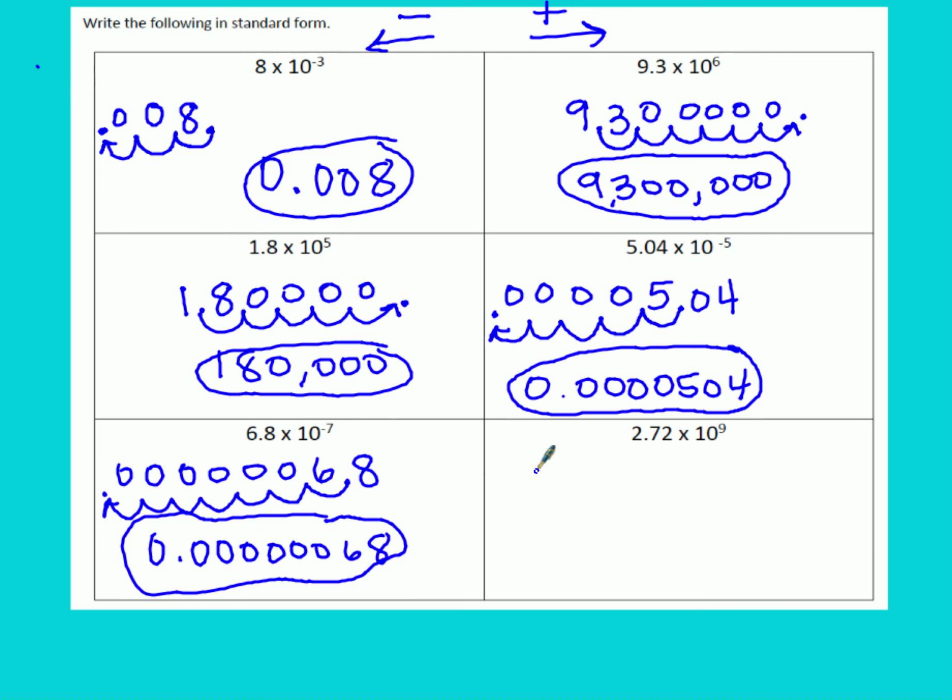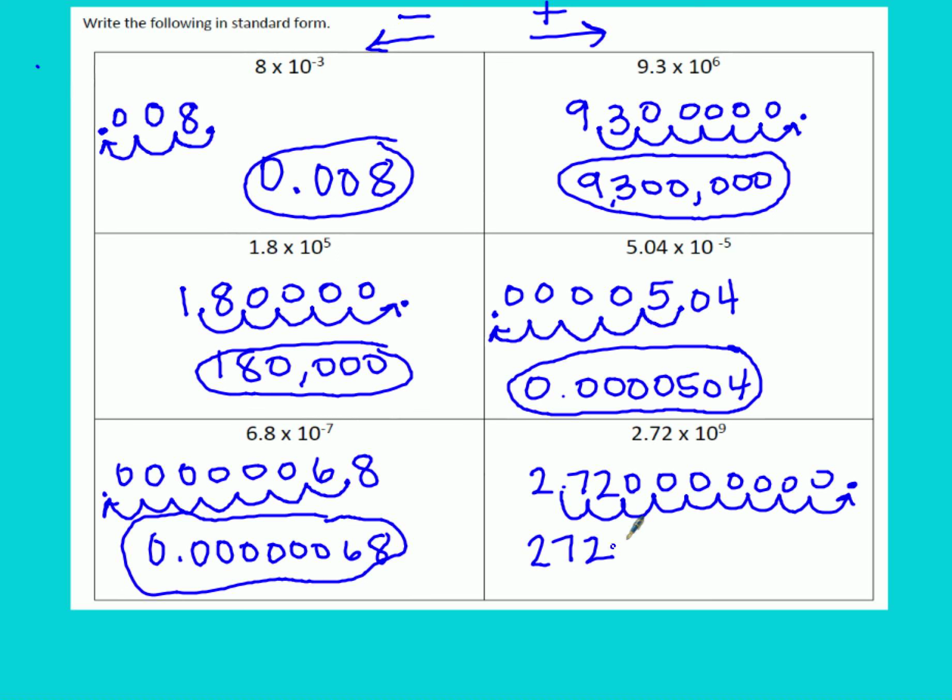Our very last example, 2.72 times 10 to the 9th power. We have a positive exponent again, so we're moving to the right. That's 9 spaces. We put our new decimal, fill in all of those empty spaces with zeros. So we get 2,720,000,000, and that is a very large number, greater than 1, and we did start with a positive exponent, so again, that makes sense.